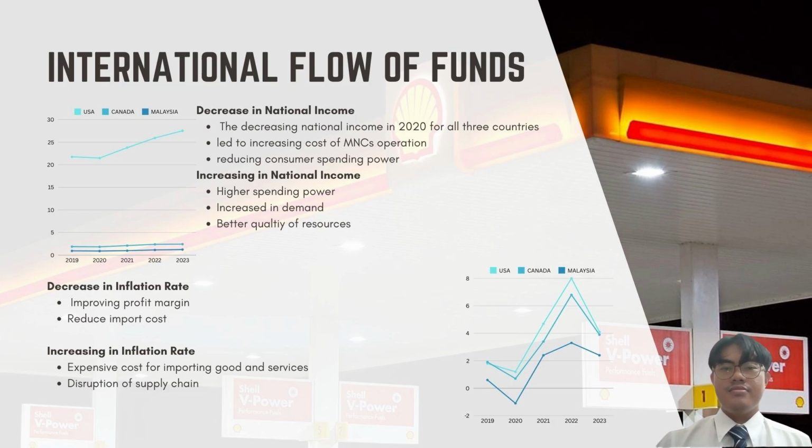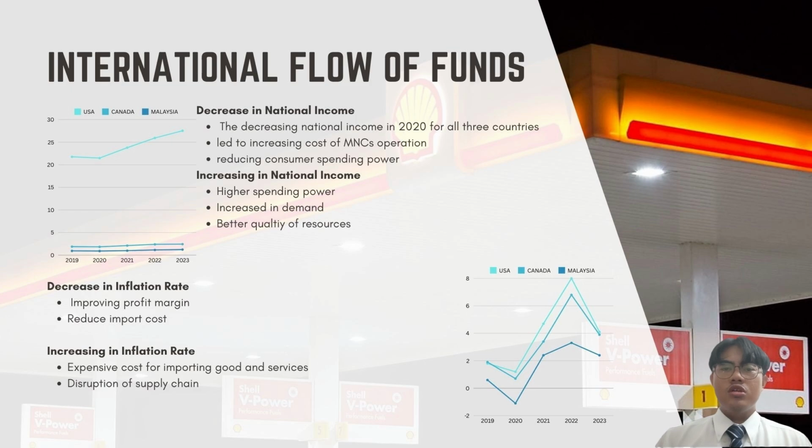The second point is inflation rate. The inflation of a country definitely affects the Shell MNCs. Based on the chart, the inflation rate was high for three countries during 2022. The high inflation rate will cause the cost of goods and services in that country to increase. This can lead to higher costs for Shell when importing raw materials, equipment, and all other supplies from that country.